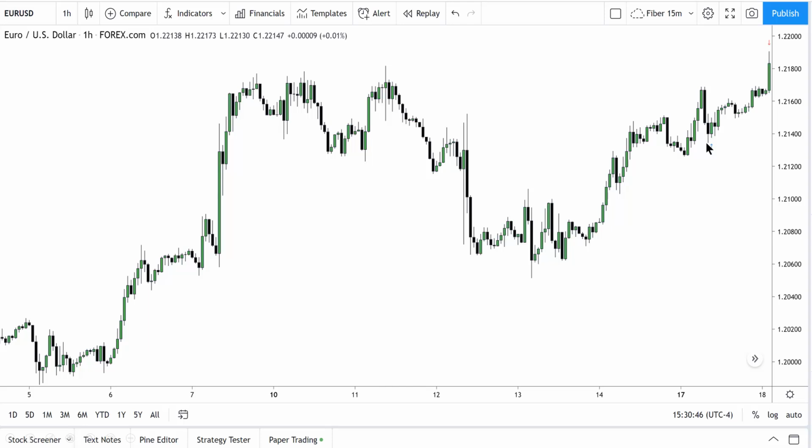Now, it's not just simply the fib level that makes it optimal. It is the fact that we have this underlying framework where we rallied higher, broke a high. We have unfinished business up here, okay? That's buy side liquidity.